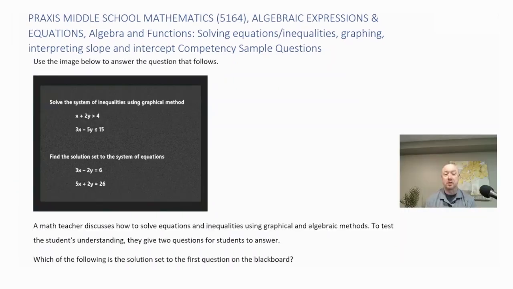Use the image below to answer the question that follows. A math teacher discusses how to solve equations and inequalities using graphical and algebraic methods. To test the students' understanding, they give two questions for students to answer. Which of the following is a solution set to the first question on the blackboard?